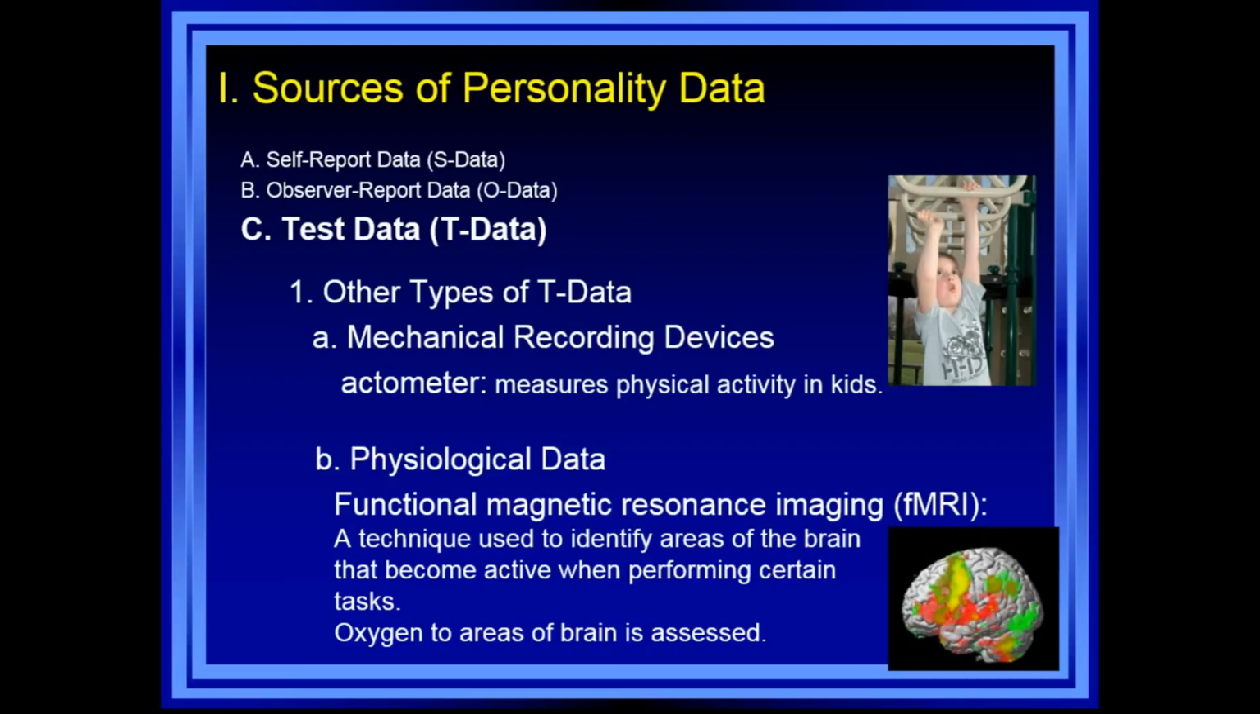So what that means is they're looking at the amount of oxygen being processed in certain areas of the brain. That's what an fMRI does. And it lights up the different regions in different colors. Now, why this is interesting to personality researchers is because there is no way the target individual can fake responses.